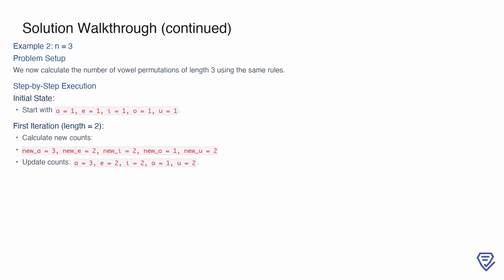Next, we extend the problem to strings of length 3. Using the same rules, we begin with the initial state where the counts for each vowel are all 1. In the first iteration, which corresponds to length 2, we calculate new counts just as before: new_a equals 3, new_e equals 2, new_i equals 2, new_o equals 1, and new_u equals 2. These values are then used to update the counts for the next length. So now, a becomes 3, e becomes 2, i becomes 2, o becomes 1, and u becomes 2. This updated state sets the stage for calculating the permutations of length 3.